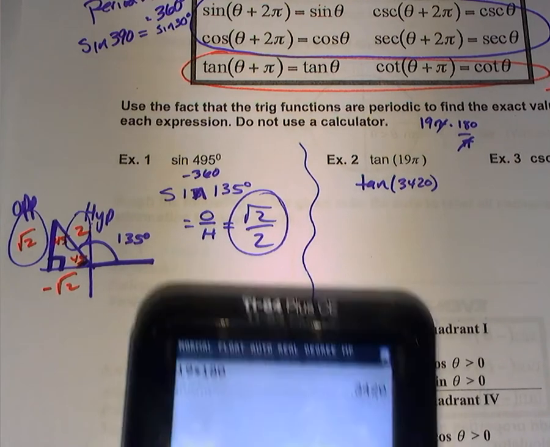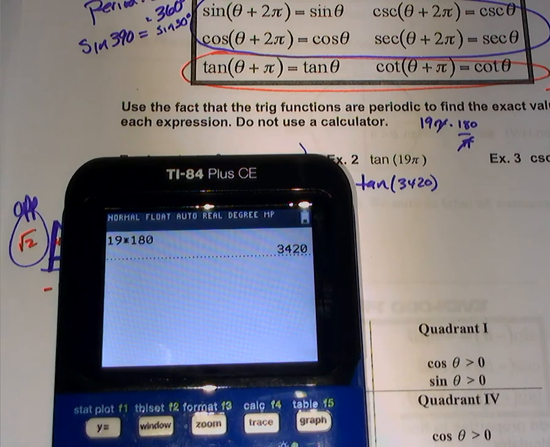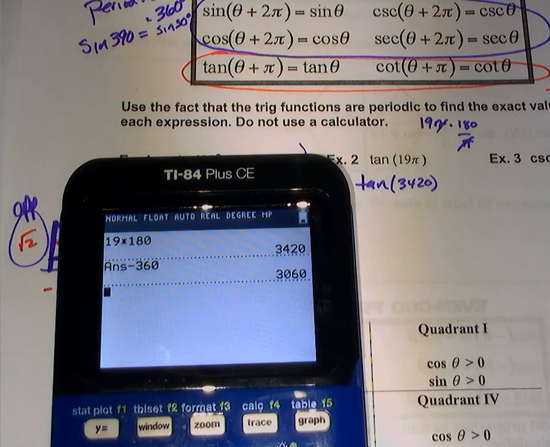Well, what do I do then? If that angle is way too big, that's so many revolutions, I have no idea. What do I do? No, not divide. Subtract 360. That's 1 revolution. Subtract 360. Well, it's still huge, right?